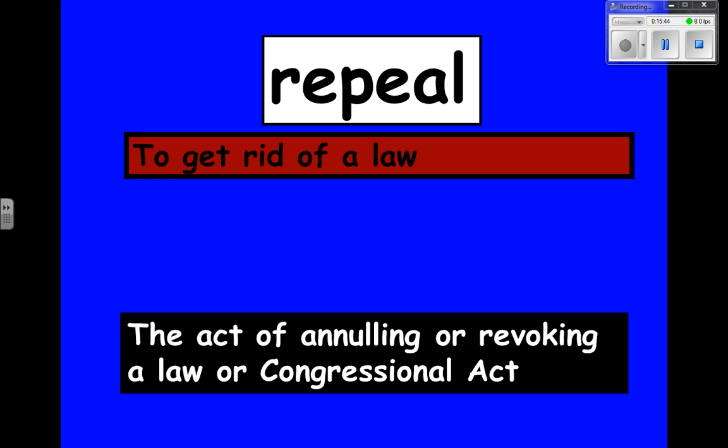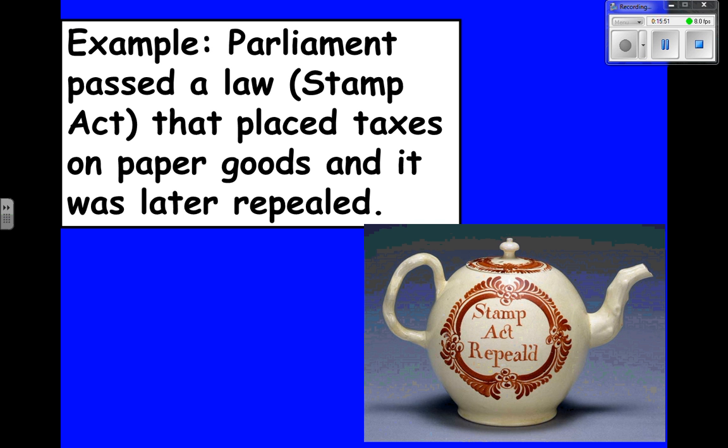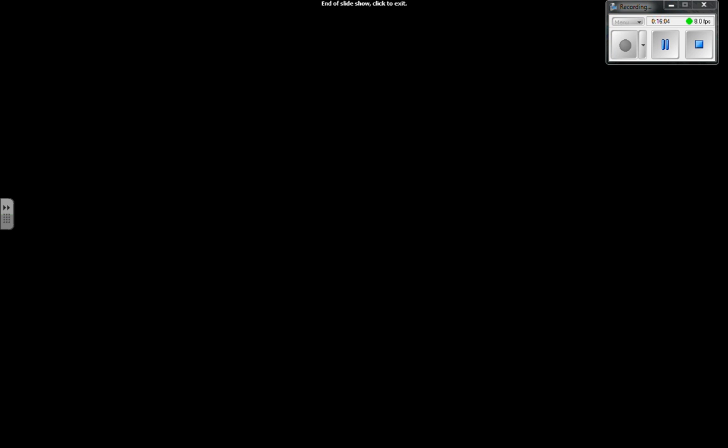Repeal, to get rid of a law, to overthrow it, to throw it out, the act of annulling or getting rid of it. So some of these taxes or laws that Parliament placed on the colonists, Parliament passed a law, placed taxes on paper goods, and it was later repealed. That means it was eliminated.